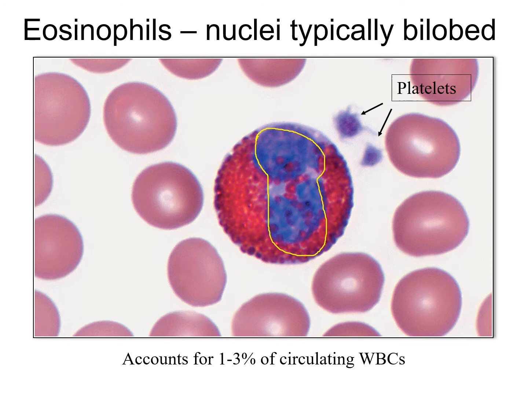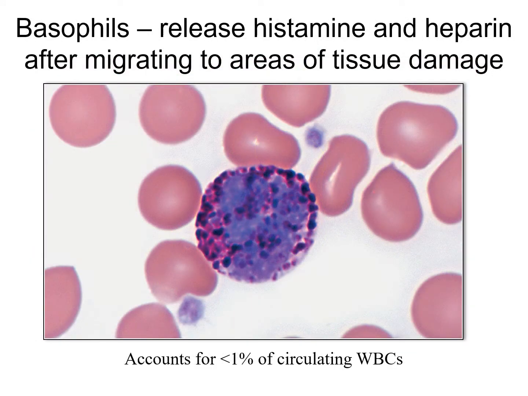These make up only about 1 to 3% of circulating white cells, so they're not nearly as abundant as the others. And our last granulocyte is the basophil. This is the least common of the various types of white cells. Less than 1% of circulating white cells are basophils.